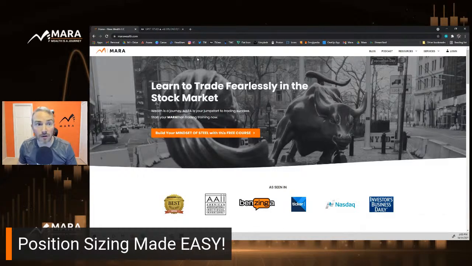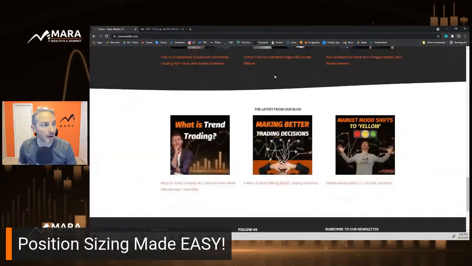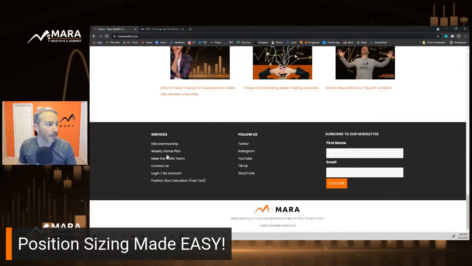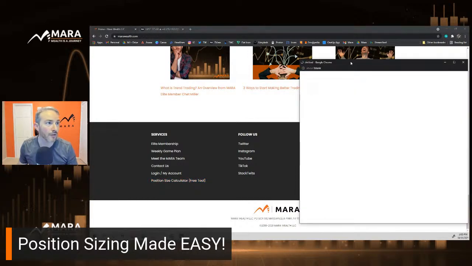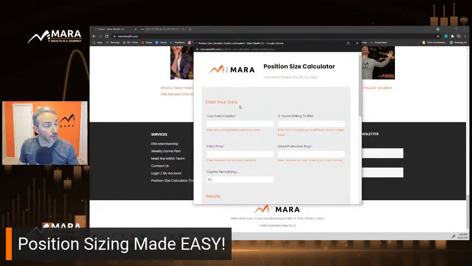If you go over to mariwealth.com and scroll all the way to the bottom of the page, you'll see this link for the position size calculator free tool. This tool is absolutely amazing. You pop this up and you get to add everything right in here. Now, for example, say that you are trading with $10,000.